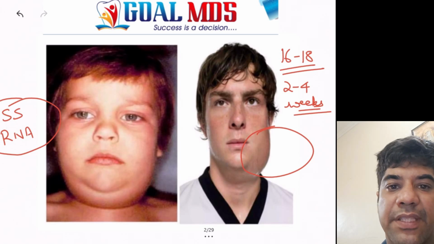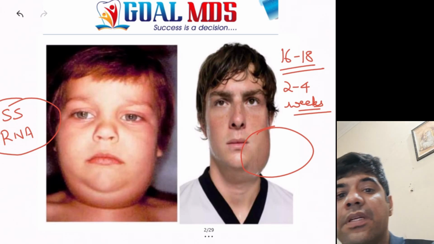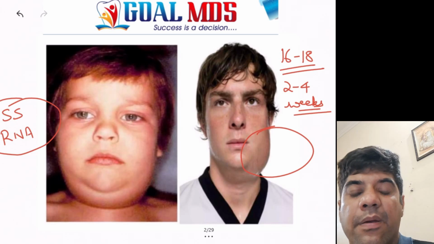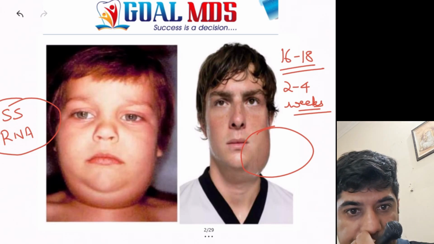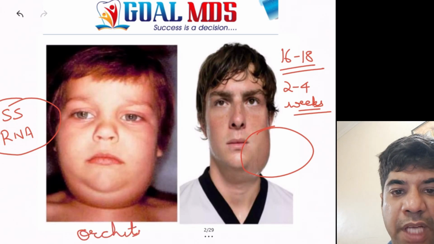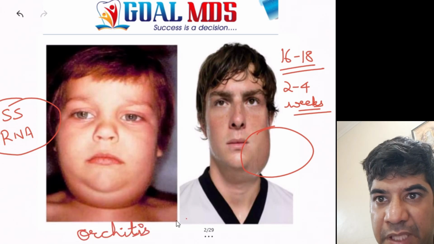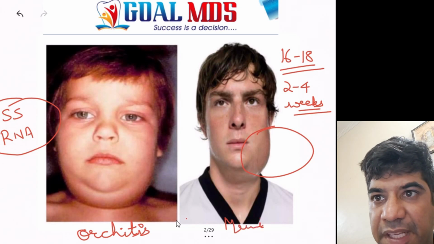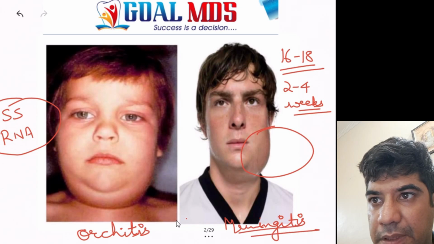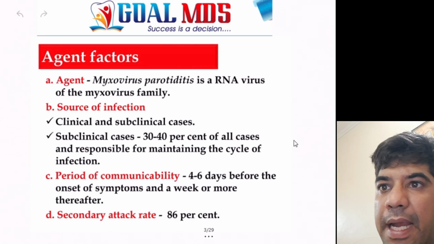So what are the features? Other symptoms include fever, headache, fatigue, muscle ache, etc. In some cases, the virus can cause complications like orchitis, that is inflammation of the testicles, encephalitis, and meningitis, that is inflammation of the membrane surrounding the brain and the spinal cord.